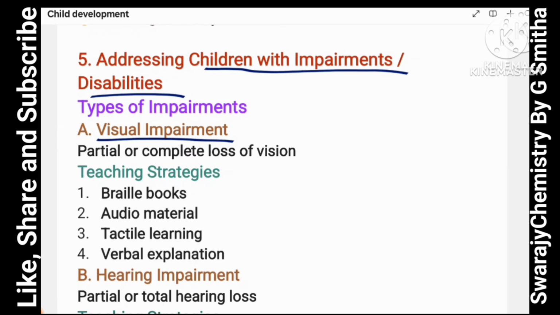The fourth one is verbal explanation. Teacher should explain everything clearly using words. For example, describing what is written on the board.